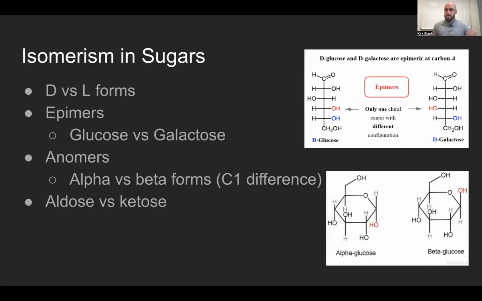And as I talked about in the most previous slide, you have aldose versus ketose. This can be based on functional groups. This is an easy way to identify the differences between certain molecules.